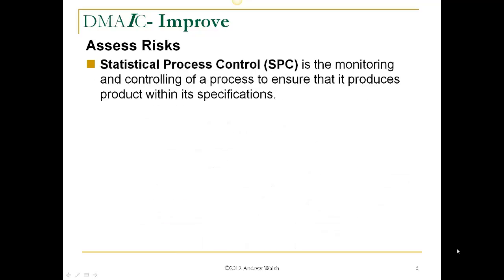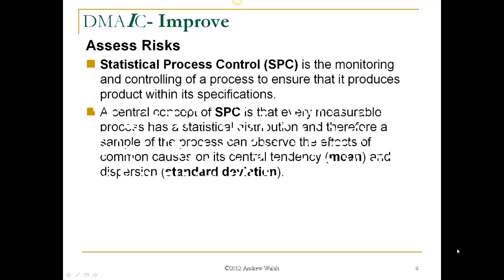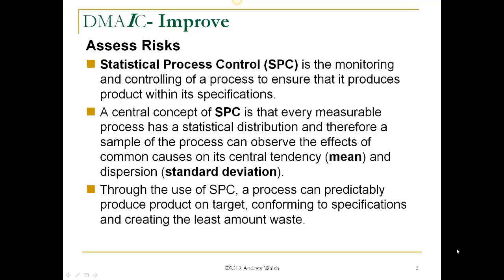Statistical process control, or SPC, is the monitoring and controlling of a process to ensure that it produces product within its specifications. A central concept of SPC is that every measurable process has a statistical distribution, and therefore a sample of the process can observe the effects of common causes on its central tendency, what we call the mean, and its dispersion, what we also call the standard deviation. Through the use of SPC, a process can predictably produce product on target, conforming to specifications, and creating the least amount of waste.